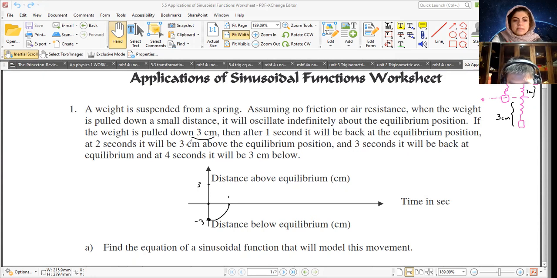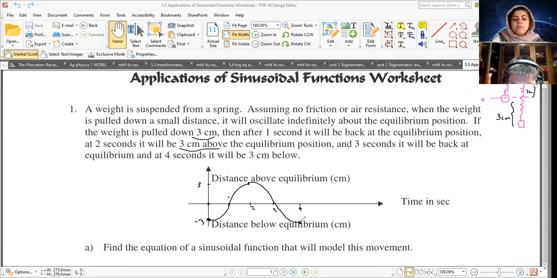And at 2 seconds, it will be 3 centimeters above the equilibrium position. So here is 2. At 3 seconds, it will be back at equilibrium. Now at 3, it will be back at equilibrium. At 4 seconds, it will be below again. Here is 4. Again, at 4 seconds, it comes to the minimum.